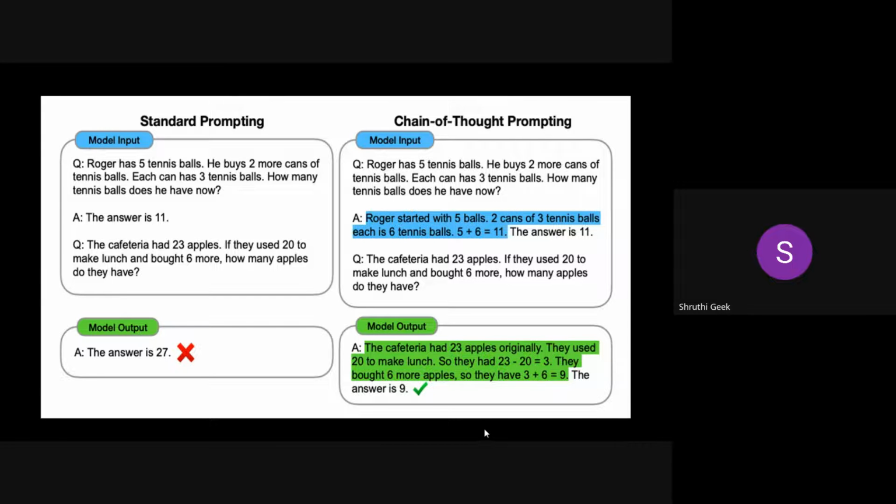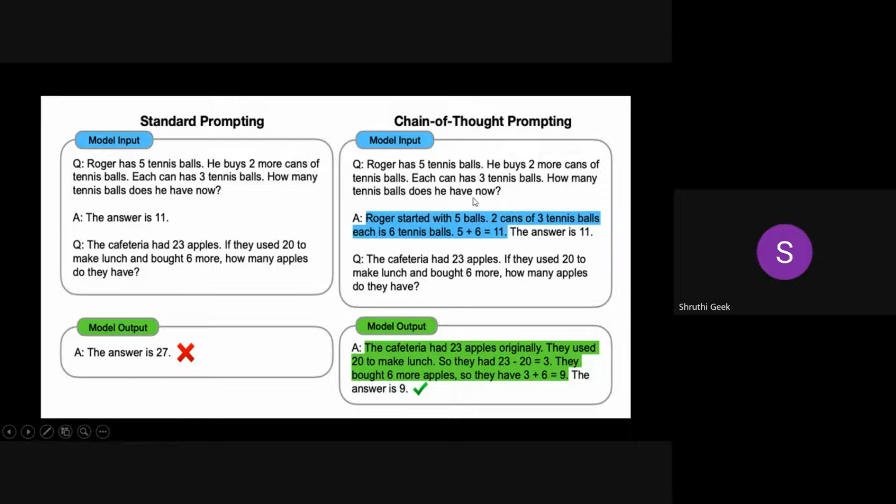I am displaying a short example here that is there in the standard paper. As you can see, towards the left-hand side, we have the standard prompting where a question has been asked and the answer just says the answer is 27, which is wrong ideally. We do not know how it even came down to this particular answer. But the same prompt, towards the right-hand side, uses chain of thoughts.